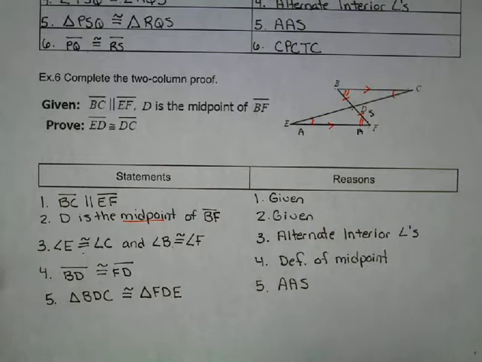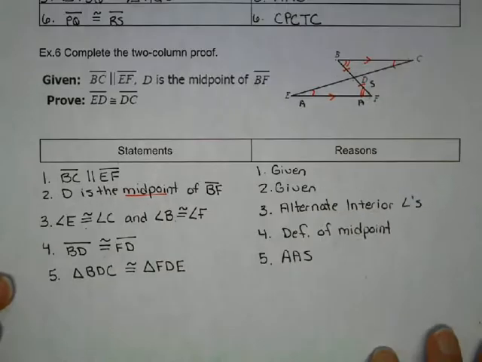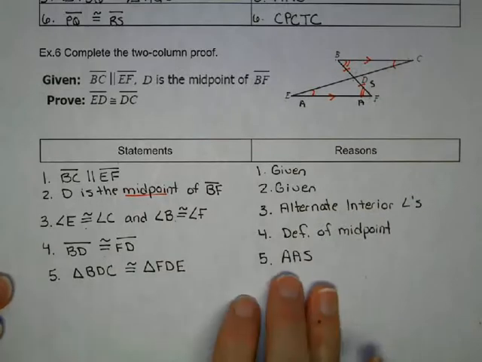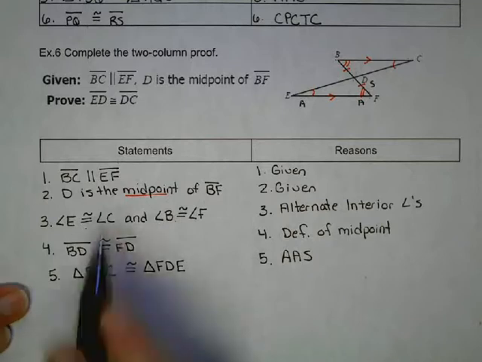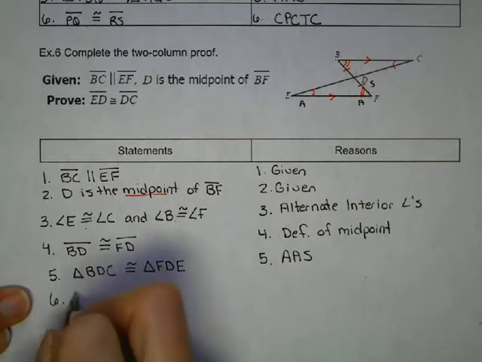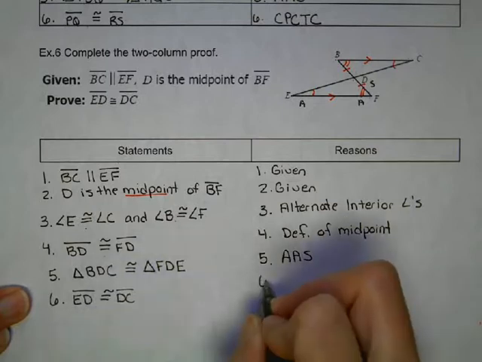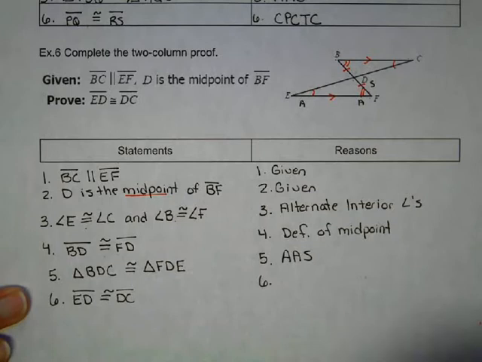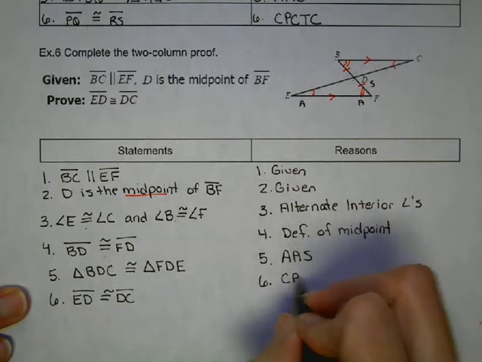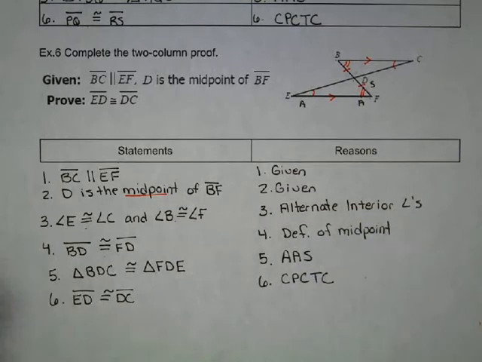Okay? So now I've proven the triangles are congruent. I had my three congruent sides. So the last step now is to say segment ED is congruent to segment DC. And it's because these are called parts of the triangle, so we say CPCTC. The corresponding parts are now congruent if the triangles are congruent.